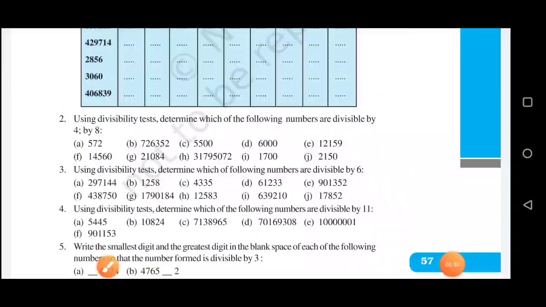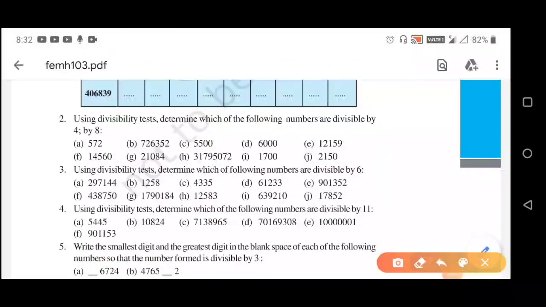So to use the divisibility test of 4, we have to consider last two digits. So here the last two digits are 7 and 2, that is 72. 72 is divisible by 4. So 572 is divisible by 4. Question number B. Here the last two digits are 5 and 2, that means 52.